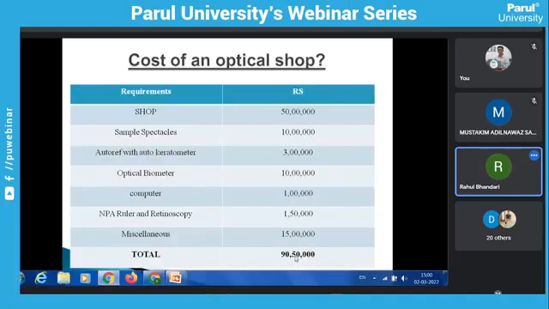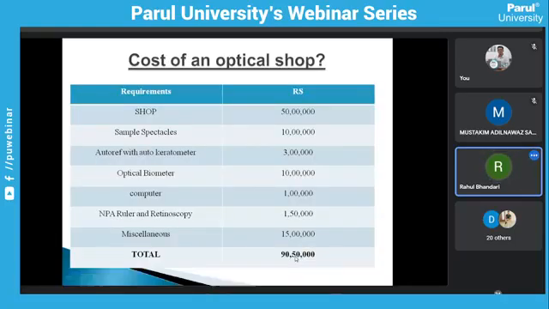So the average cost of an optical shop is 90 lakhs to 1 crore. If I assume that I don't have a shop and I need to buy one, then an excess amount of 40 to 50 lakhs is needed for that. So on average, the cost of an optical shop is somewhere around 90 lakhs to 1 crore.